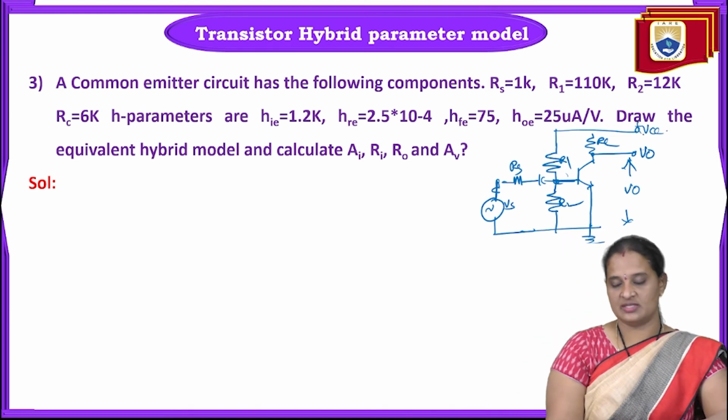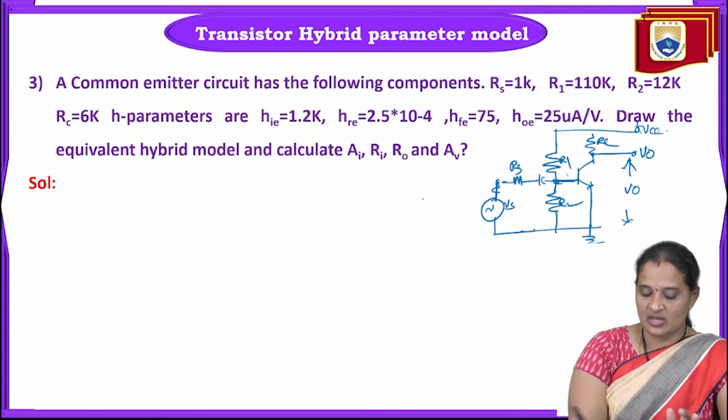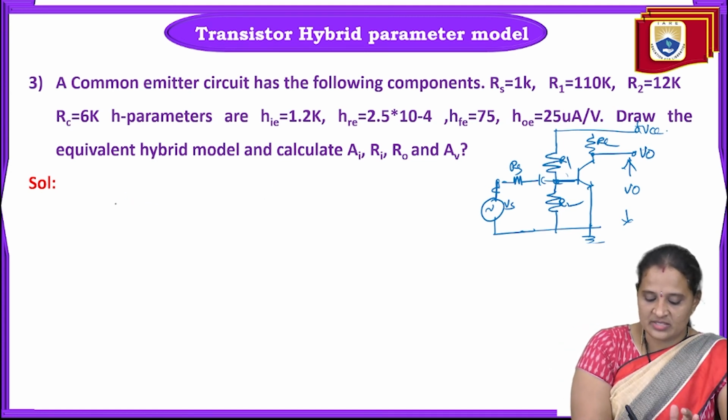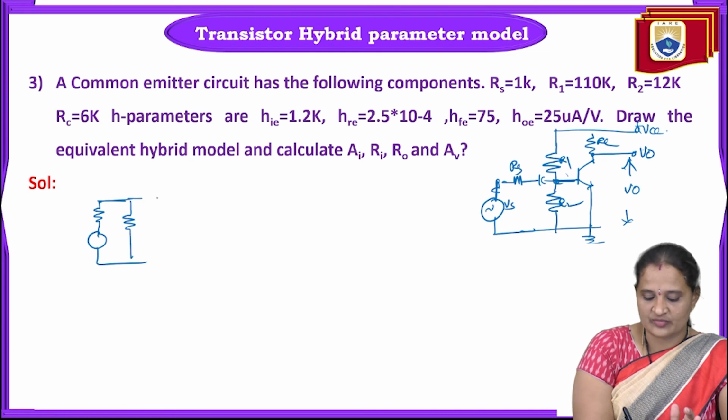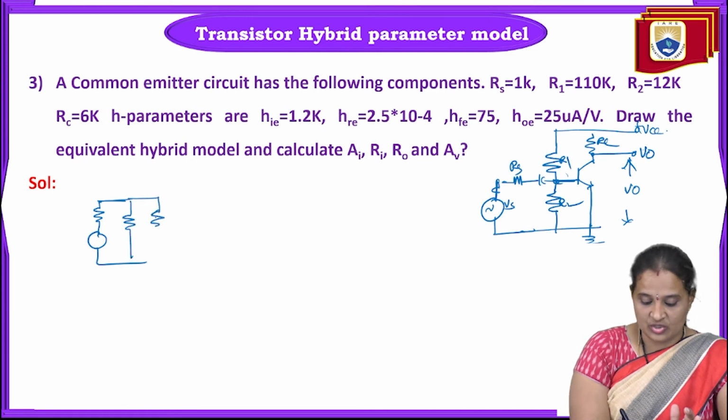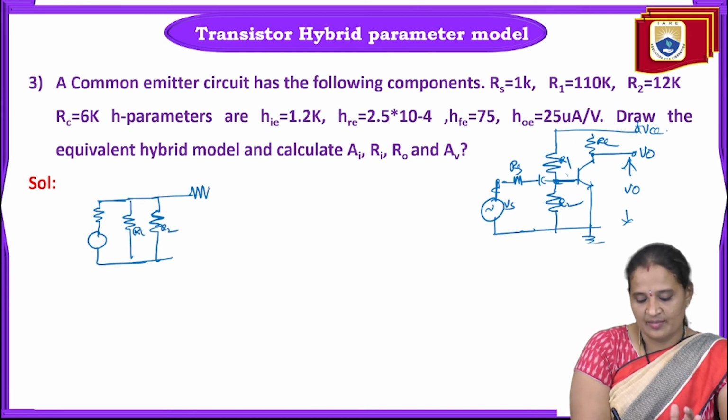Now draw the equivalent circuit here. So if we draw the equivalent circuit, so what happens? We have a source resistance in series with a voltage source, and we do have R1, R2, because we are short circuiting the DC source, so that R1 and R2 will now be connected between base and emitter.